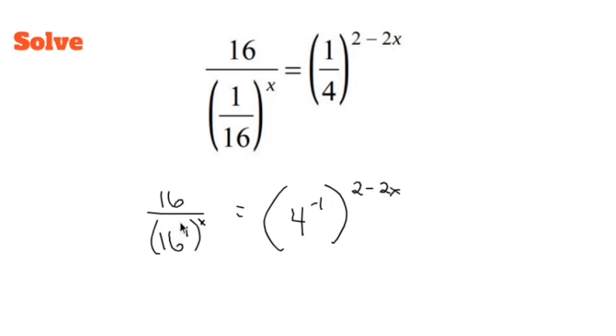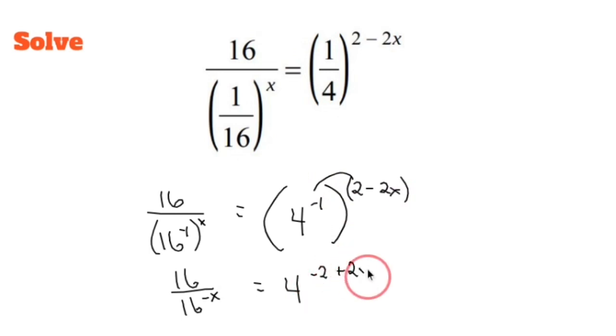Now, if I have a power to a power, you multiply the exponents. So this becomes 16 over 16 to the negative 1 times x, to the negative x. Okay, equals, same rules apply here. If I multiply negative 1 to this whole thing, I use the distributive property. So this becomes 4 to the negative 2 plus 2x.